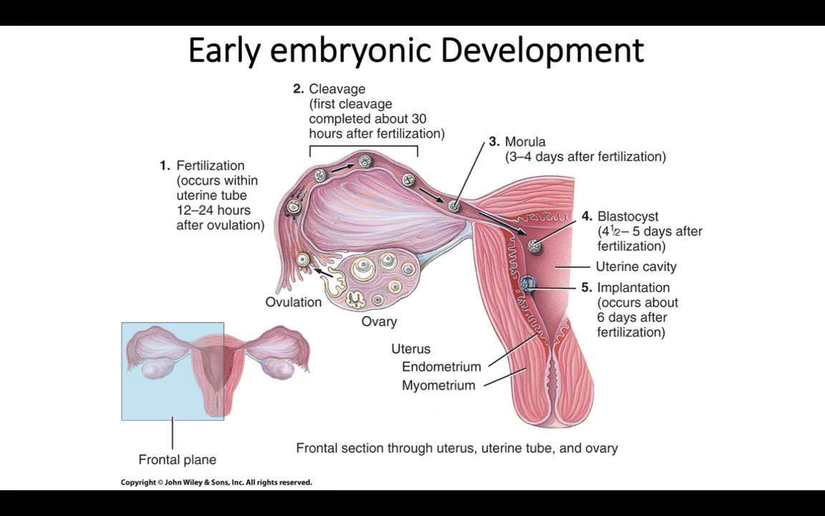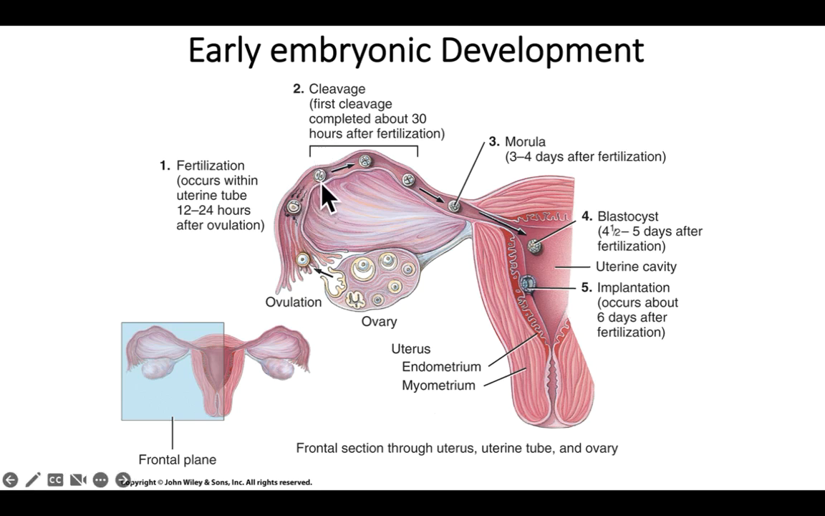This is a picture showing some of those early stages. We're not going to do much development, but just the first couple weeks here. So notice that we have ovulation. There we have fertilization, a whole bunch of sperm there, but only one of them is going to fertilize. And that fertilization occurs typically within a day after ovulation. Then we have the formation of the diploid zygote. Then it starts to divide by mitosis.